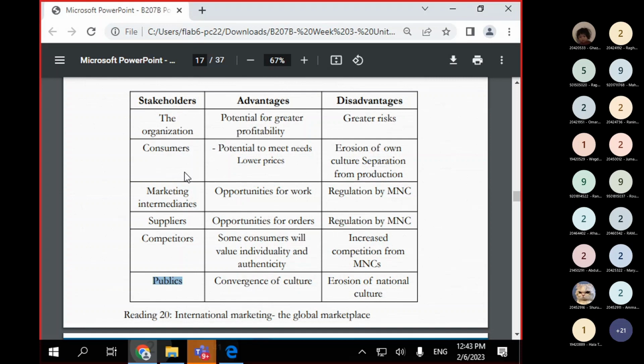Okay, so here we have erosion. Maybe the acceptance for the product itself. Yes, we have erosion of own culture. What does this mean? So now the product doesn't fit the culture. Yes, the product might not fit the culture.